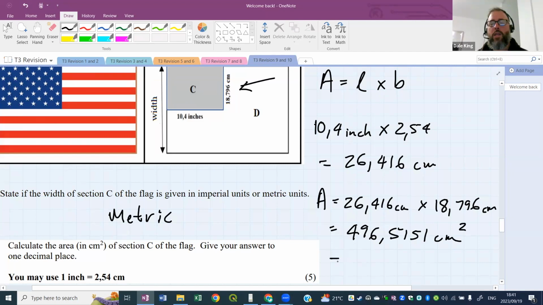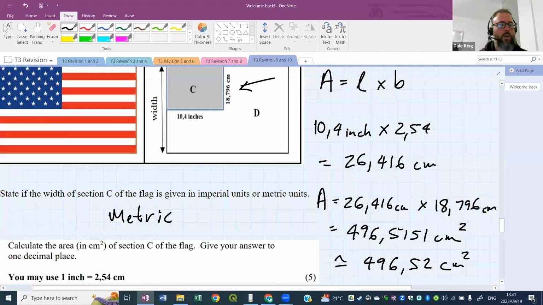Centimeters squared, because area is always squared units. So that's 496.5 centimeters squared. All right, there we go. Habo, thank you very much.